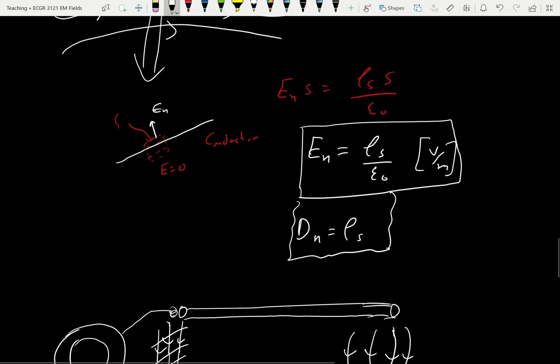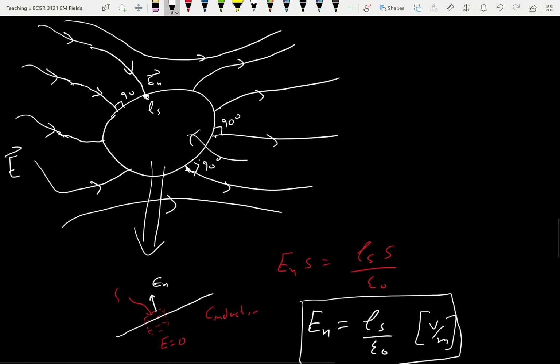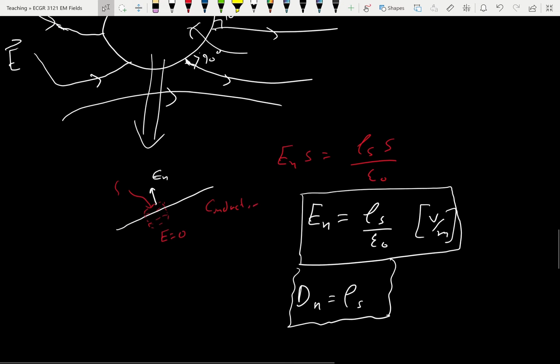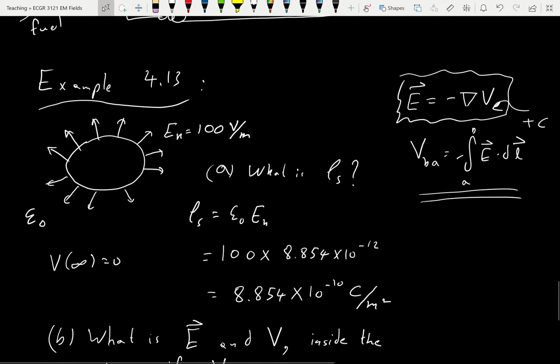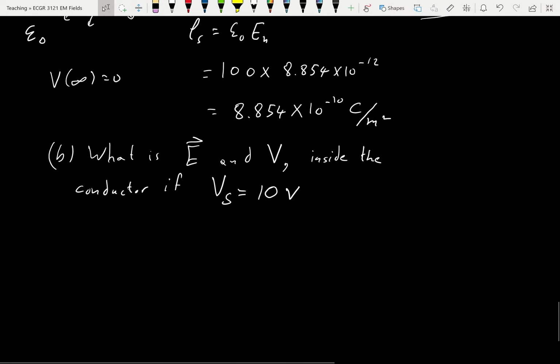I mean, the result that we will discover is that the potential inside the conductor is going to be the same as the potential on the surface. And the potential should be equal on any point on the surface. I'll show you why. Okay.